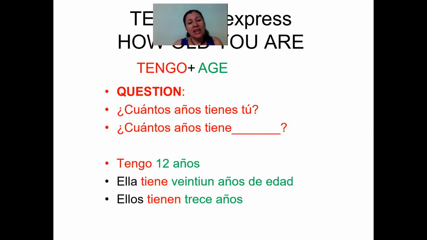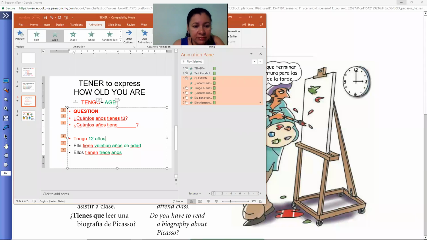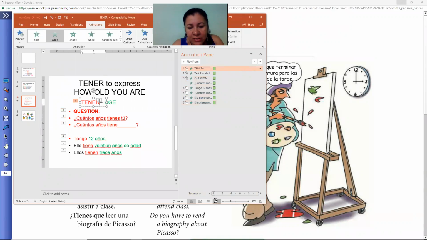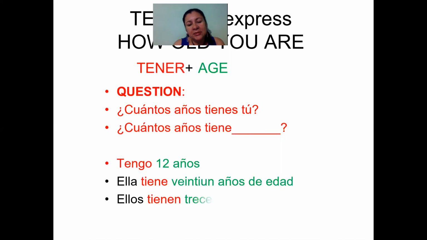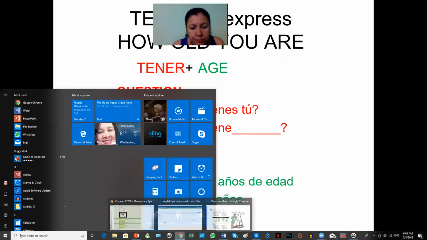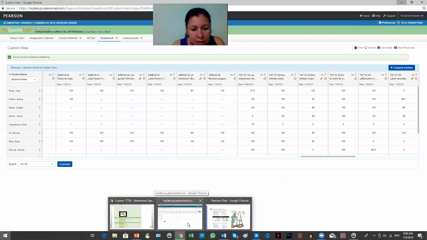So here we have tener plus age, and here, same thing. I have to present that in infinitive, not that way, okay? So we have expressed, we have conveyed and learned 4 meanings. To tener, and tener meaning to have and to own. The third one was to express obligation, and the third one to express how old you are. Okay. Now let's go to the assignments.